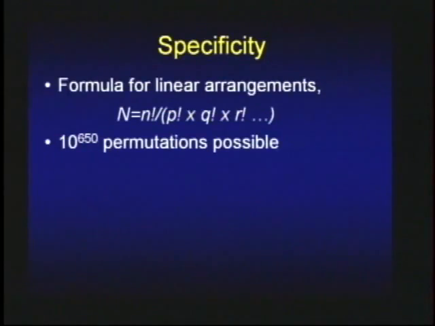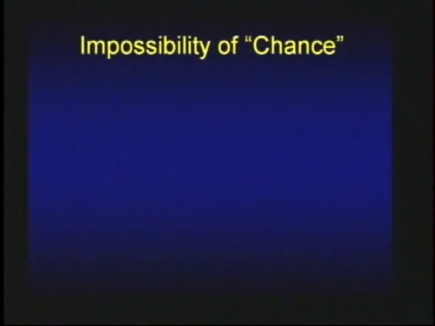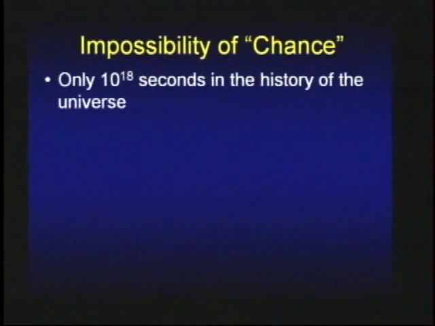Now, here's the point. If you get it wrong, that's called hemoglobinopathy. It's fatal. Sickle cell anemia is a derivative of this. In other words, they have to be precisely right. Could that happen by chance? Mathematically impossible. You want 10 to the 650th power?